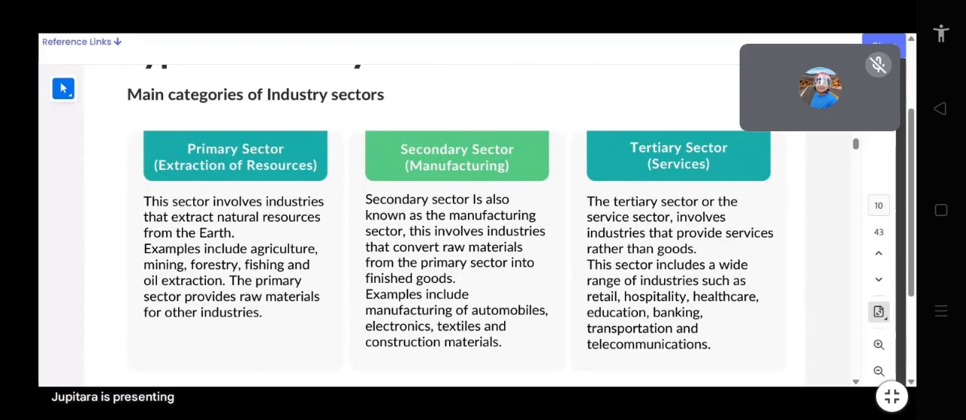Okay, then the tertiary sector. These include the services, which majorly you people will be a part of. This includes industries that provide services rather than goods. They are in retail, hospitality, healthcare, education, banking, transportation, telecommunication, even social service, banking, then IT, teaching. Everything comes under your tertiary sector.